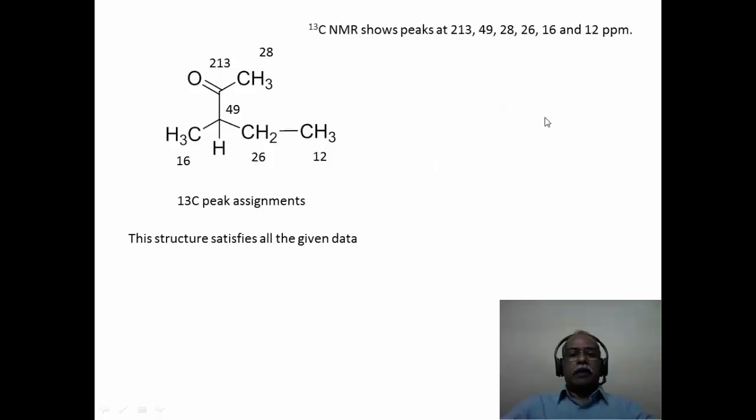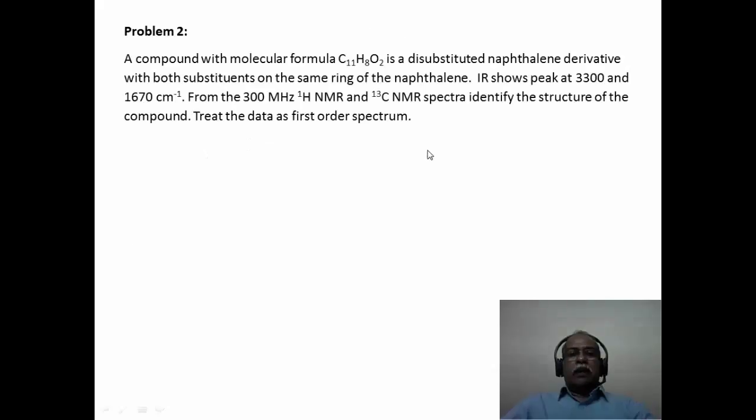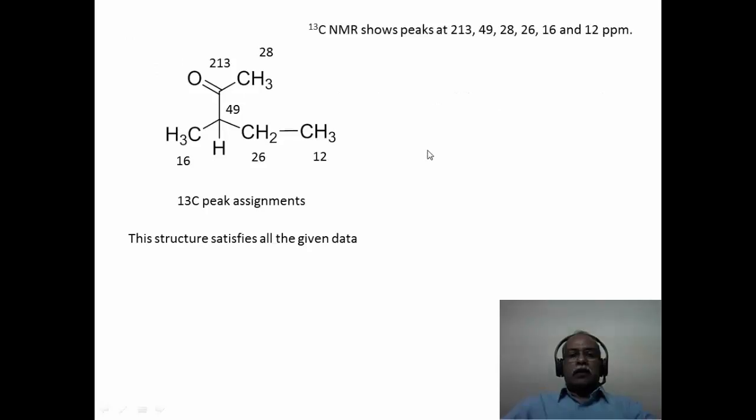The carbon 13 can be easily assigned. The carbonyl carbon will have the highest frequency, 213, and then comes the methine carbon which has a lot of substituents, so it is 49. Then comes the CH3 which is attached to the CO, which will be around 28, and the rest of the carbons, this carbon will have a higher chemical shift, and the terminal carbons will have the lowest chemical shift finally. So the structure essentially satisfies all the given data, and hence we solved the structure in a logical manner.